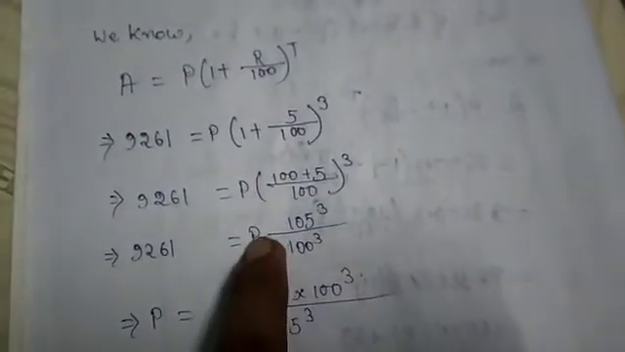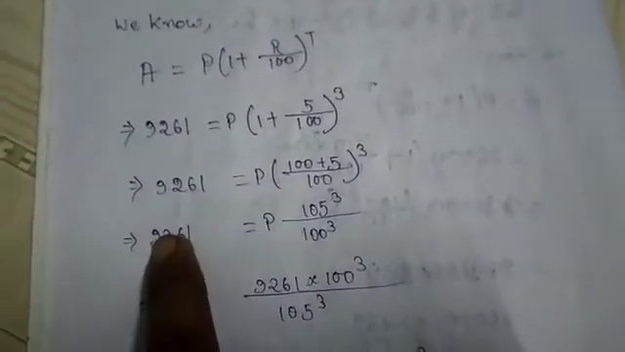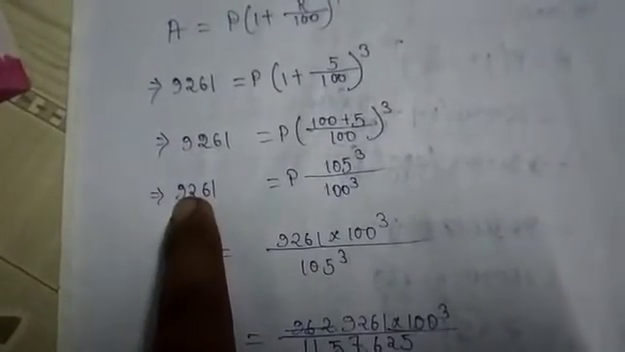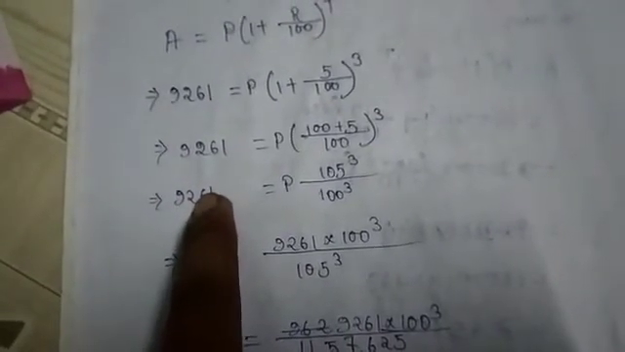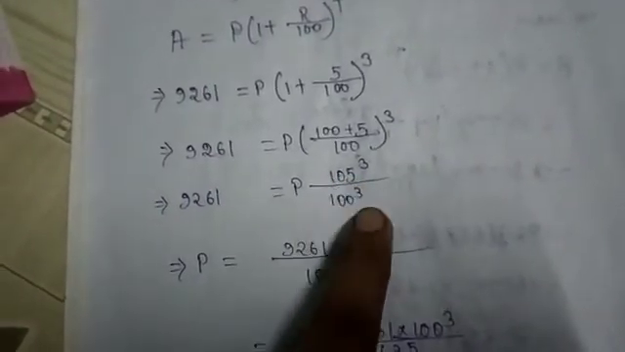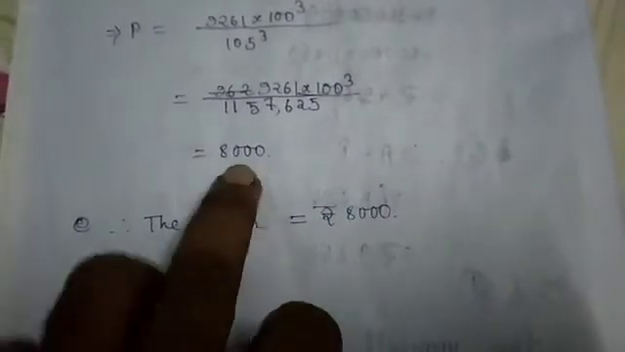So just, since it is multiplied, exchange the values here. Bring the P here, or just cross multiply it. 100 cube into this much, and 105 divided by this. After calculation, the result came as principal is 8,000. So the sum will be 8,000.